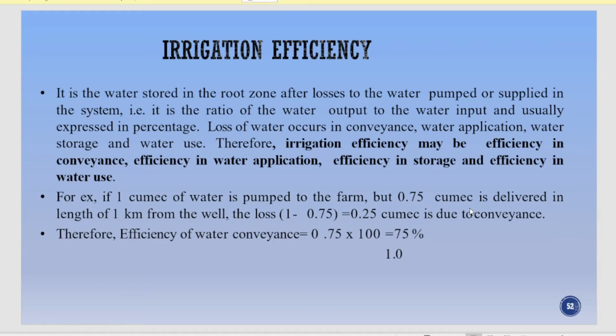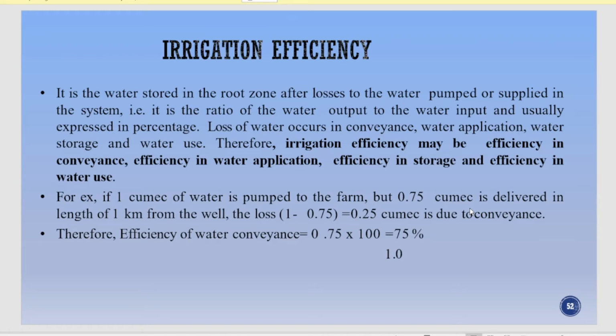Now there are several losses that take place when we convey the water from the reservoir to the farm field. We will break this down into three different parts to understand what losses are supposed to take place. If we understand the losses that take place, we will be able to understand the efficiency with which we supply water.